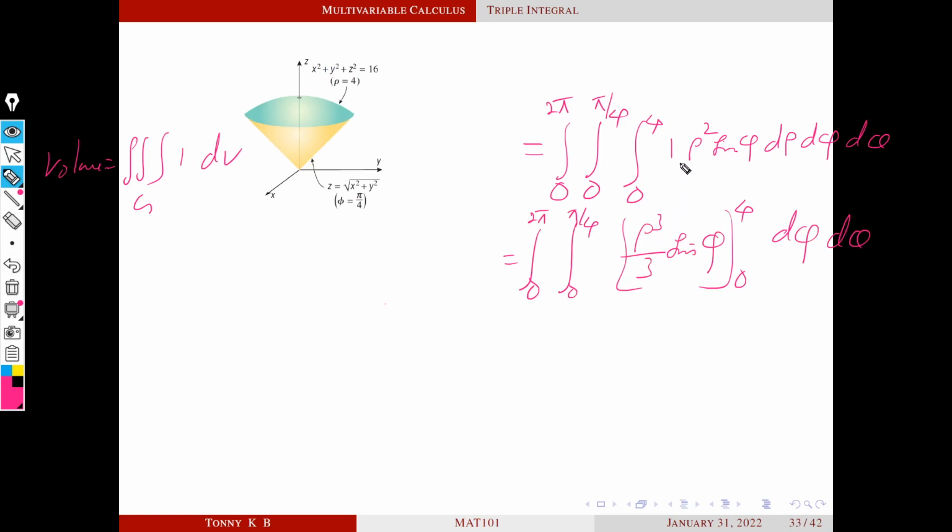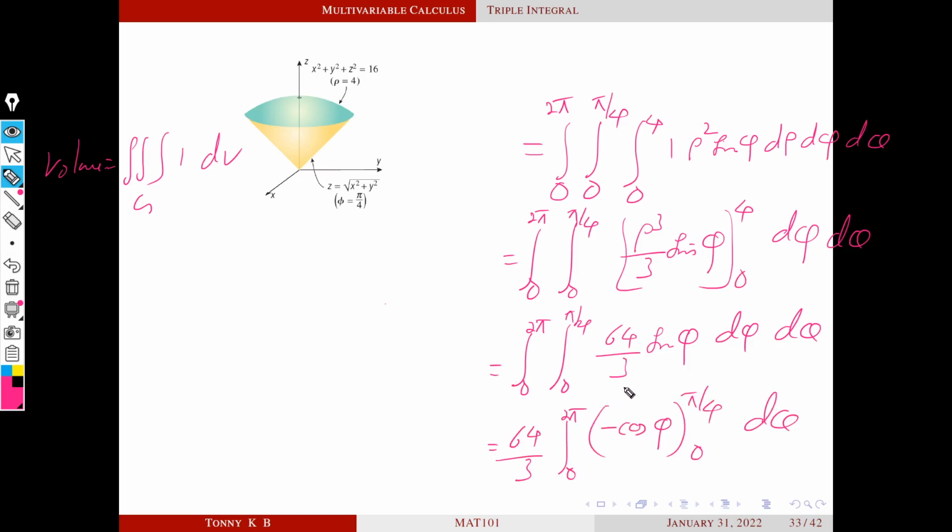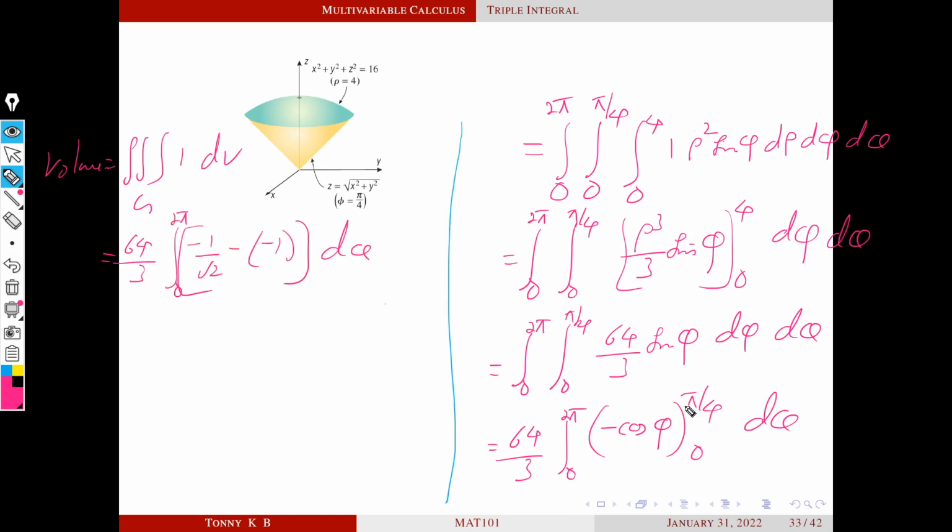The first one is integration with respect to rho. So this is rho cube by 3 with lower limit 0 and upper limit 4. Next we substitute the upper and lower limits for rho. So when rho equal to 4, this is 64 by 3. When rho equal to 0, it is 0. So next you can integrate this with respect to phi. 64 by 3 is constant, you can take it outside. So the integral of sine phi becomes minus cos phi from 0 to pi by 4. When phi equal to pi by 4, this is 1 by root 2, so minus 1 by root 2, minus, when phi equal to 0, this becomes minus 1.